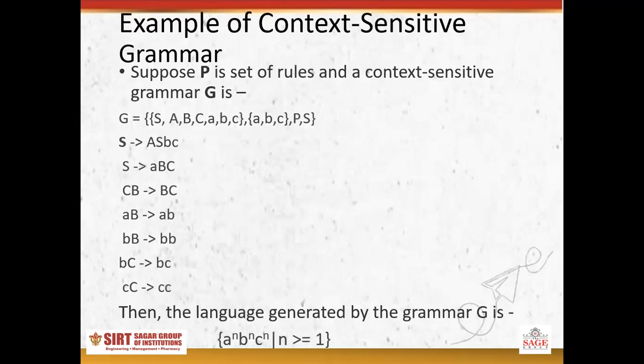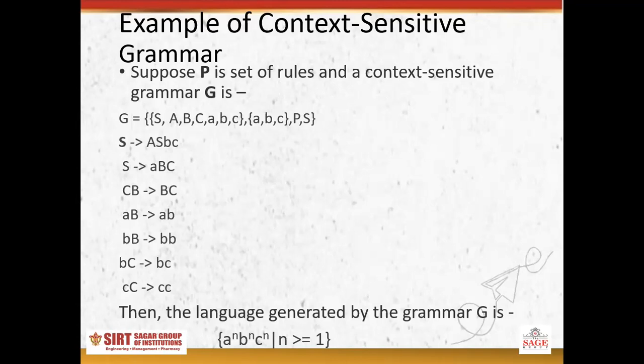Here is an example of context-sensitive grammar. Suppose P is a set of rules in a context-sensitive grammar. G equals S, A, B, where these are variables. Small a, b, c are terminals. a, b, c are the symbols. P is the production set and S is the starting symbol.